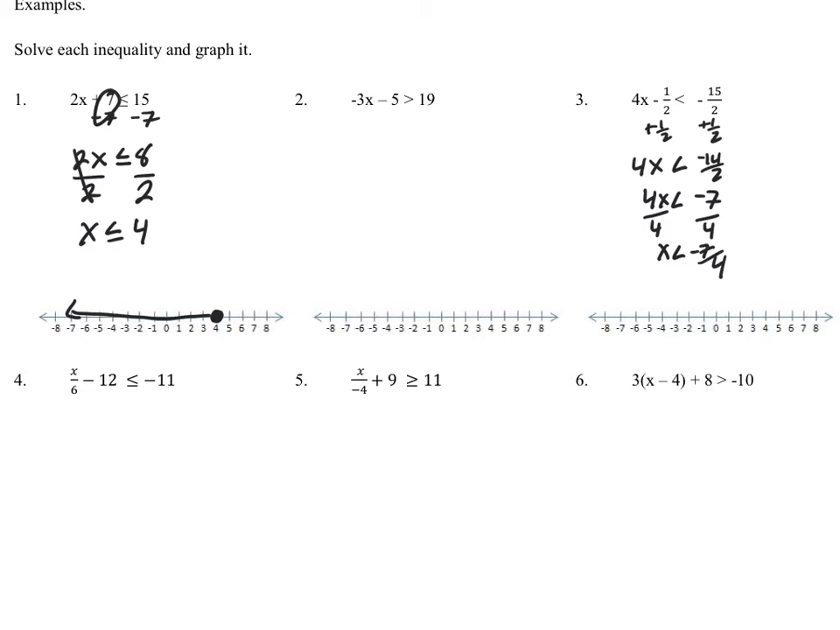We want to plot that. All right, and negative 7/4 is somewhere in between negative 2 and 1. This is a tiny enough graph, I don't have to worry about it too much, but I do need to make sure that it is an open circle because we can't be equal to, and then we're going off to the left there.